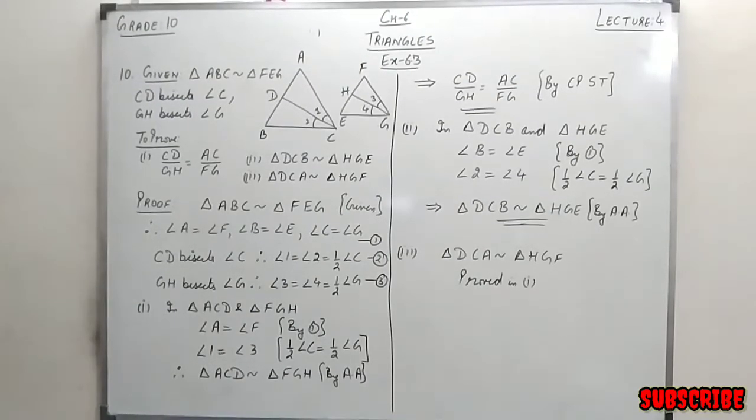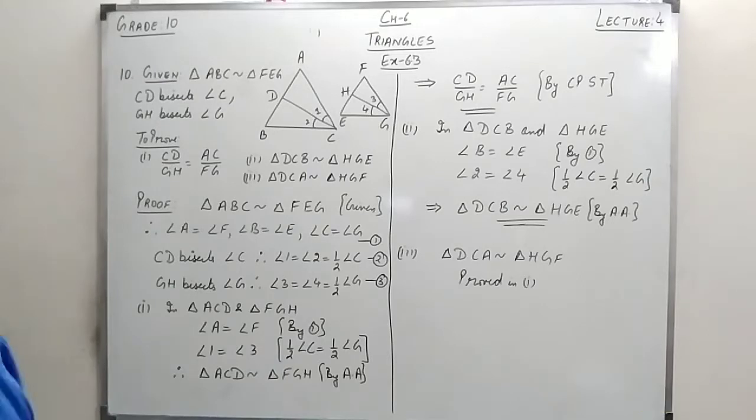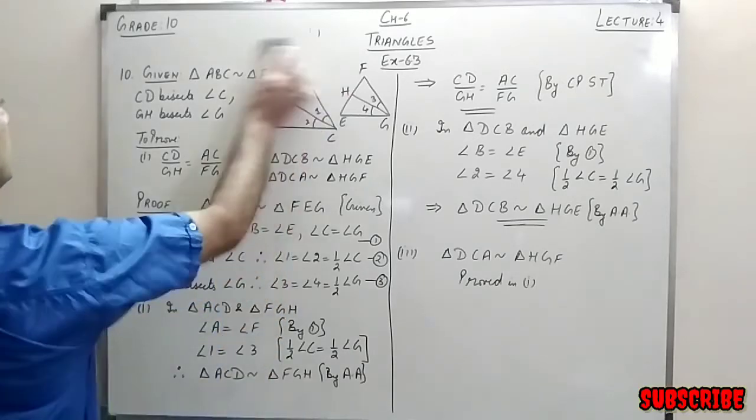In question number 11, it is given that there is a point E on the side CB produced of an isosceles triangle ABC with AB equal to AC. If AD is perpendicular to BC and EF is perpendicular to AC, prove that triangle ABD is similar to triangle ECF. So let's make the diagram first of this question.